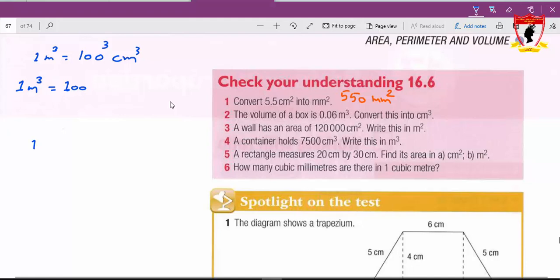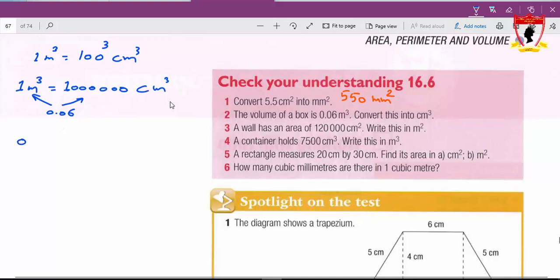100 to the power of 3 means 100 times 100 times 100. Then how many zeros are there? 6. 1 times 1 times 1 is equal to 1. That's why 100 to the power of 3 is equal to 1 million, 6 zeros. Okay. Now, how can we get 0.06? If we multiply 1 by 0.06, we will get 0.06 meter cube on the side, and the answer appears on the other side. Then when we multiply anything by 1, it will be the exact same number.